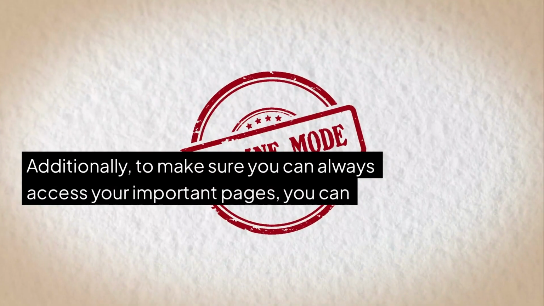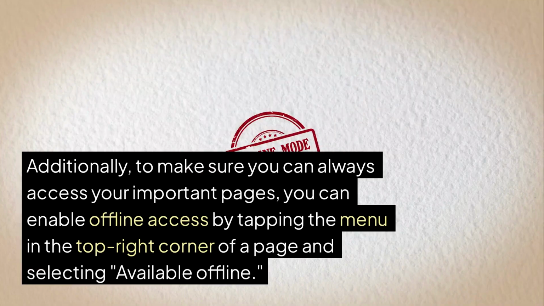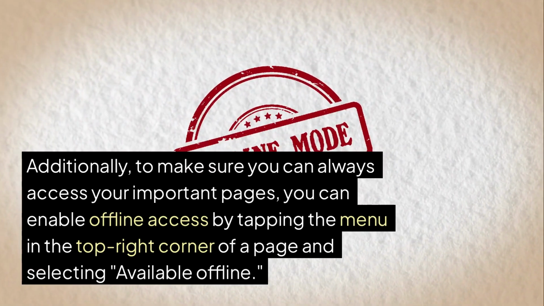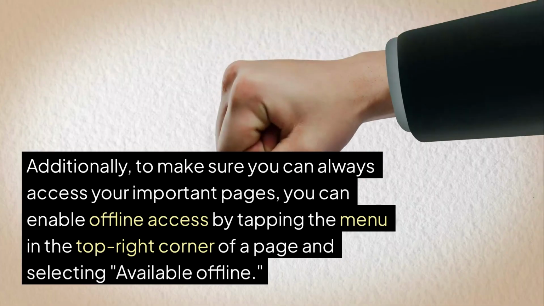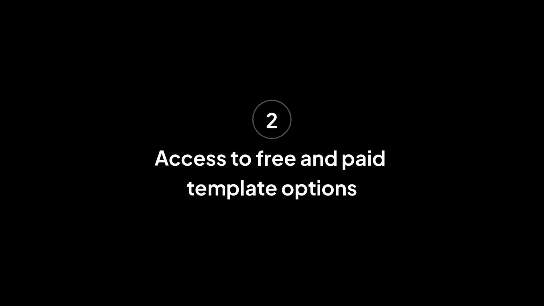Additionally, to make sure you can always access your important pages, you can enable offline access by tapping the menu in the top right corner of a page and selecting Available Offline. Should you need templates, there's a wide range available to choose from to help with habit tracking, project management, and more. Just tap the Templates button in the sidebar to find both free and paid options.